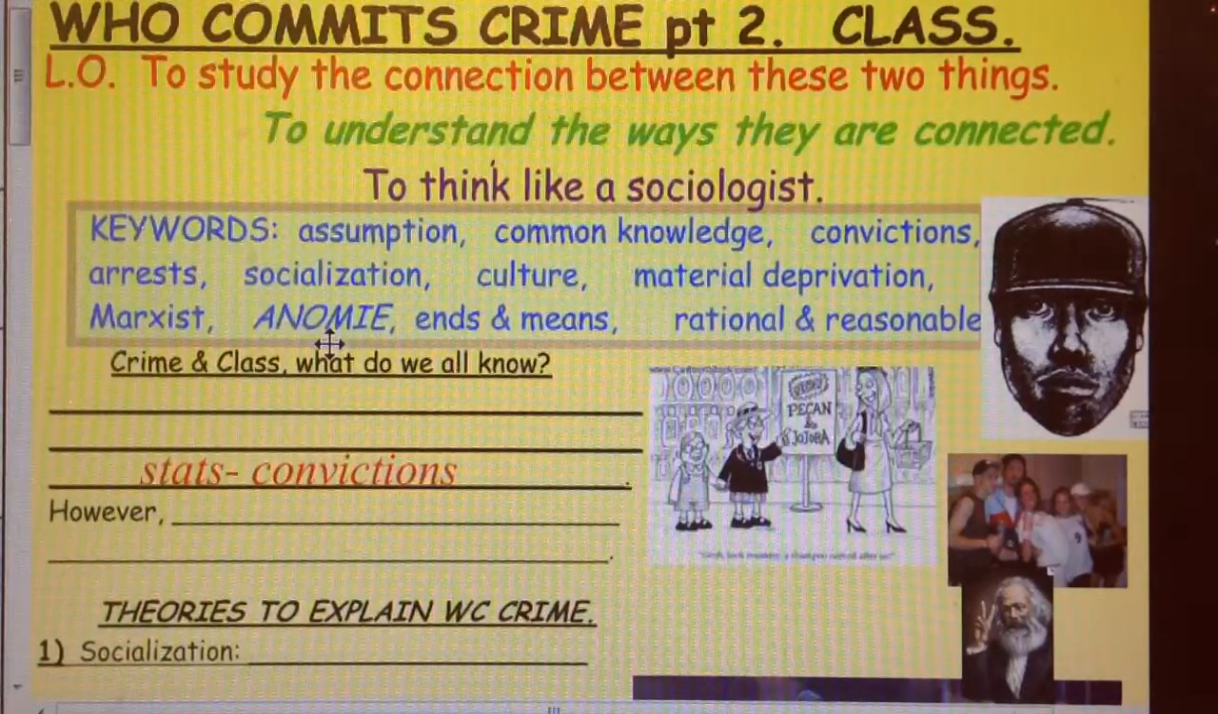Anomie is a new term, we'll talk about it more in a minute. It's a term from the sort of dawn of sociology, really. Ends and means, the way you get something. If something is rational and reasonable, it makes complete sense. Okay, let's crack on. Crime and class.